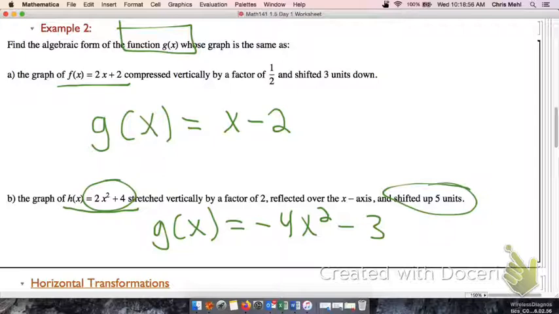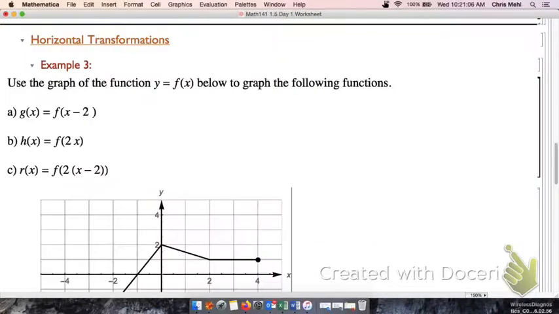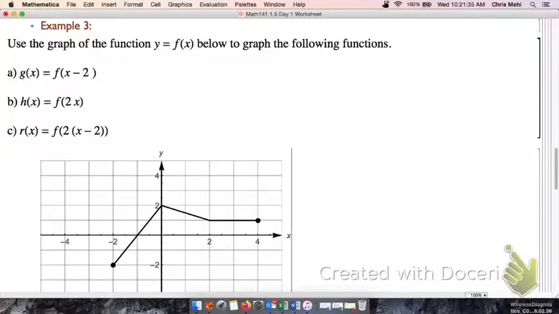Now what I'm going to cover now is horizontal transformations, which are also called inside changes, and you'll see why in just a second. Now I'm going to start again from scratch, like we did for vertical transformations. So again, now I have 3 new functions defined in terms of the original function. On your handout you should have 3 copies of the graph of f, and we're going to graph these 3 transformations of f: g of x, h of x, and r of x. Okay, so we'll take care of part A first.